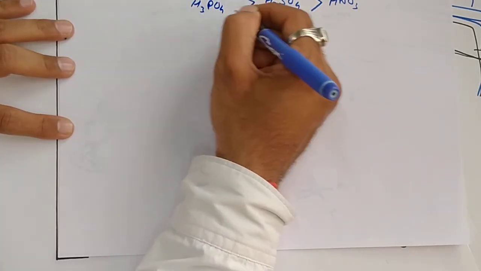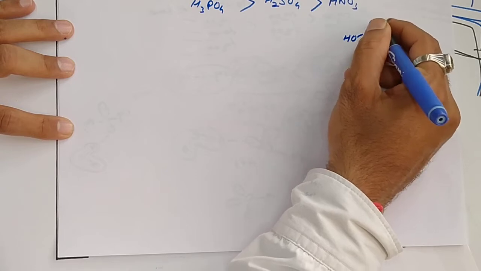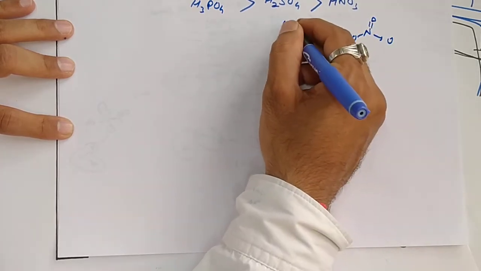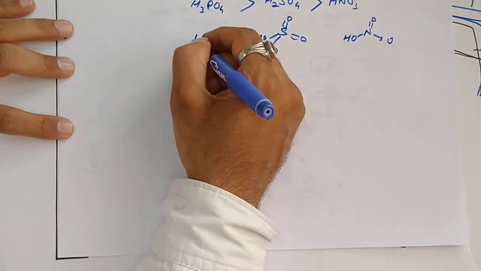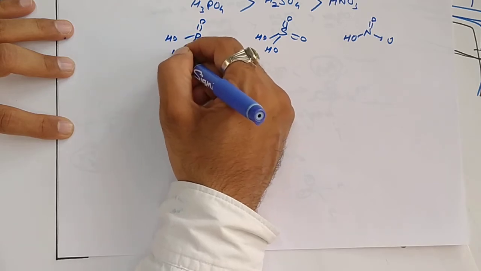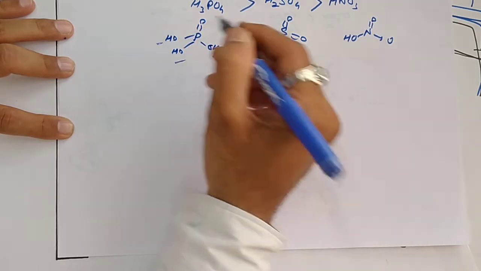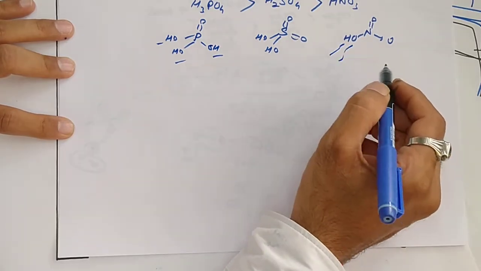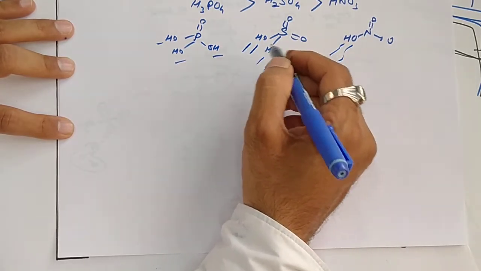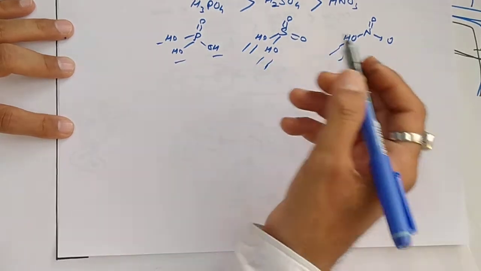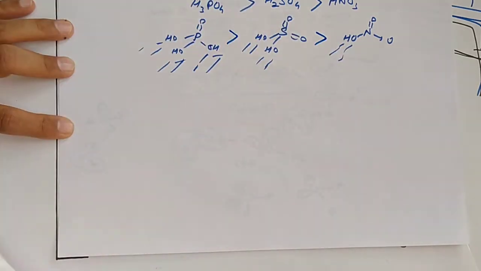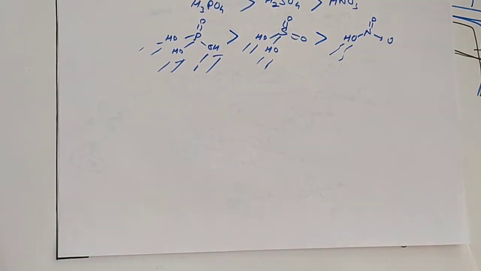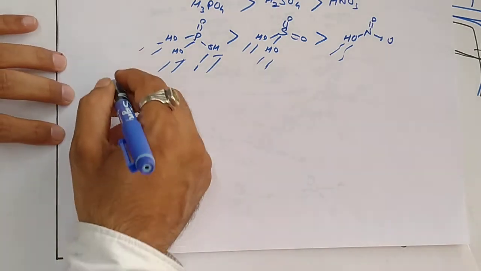And now phosphoric acid. In HNO3 there is one OH group. In sulfuric acid there are 2 OH groups, whereas in phosphoric acid there are 3 OH groups. So one OH group makes a hydrogen bond, 2 OH groups make more hydrogen bonds, and 3 OH groups make the maximum hydrogen bonding. So which is dense? H3PO4 is more dense. Understood?